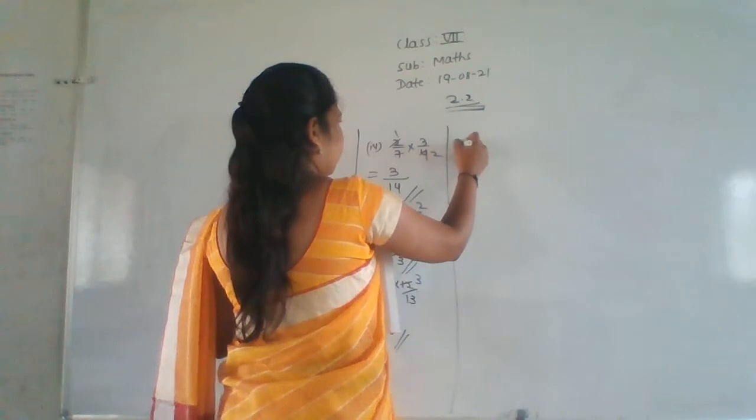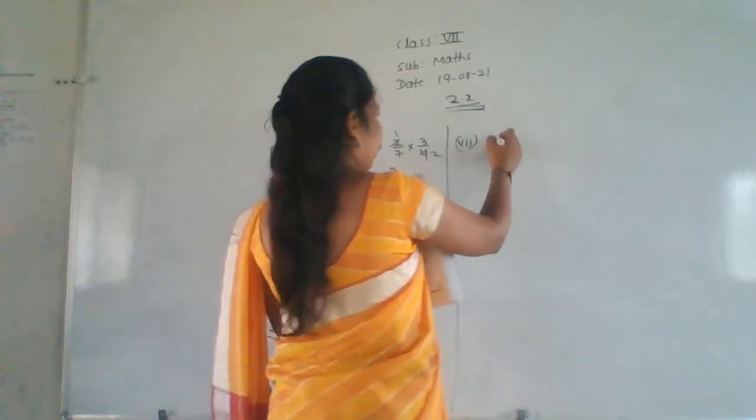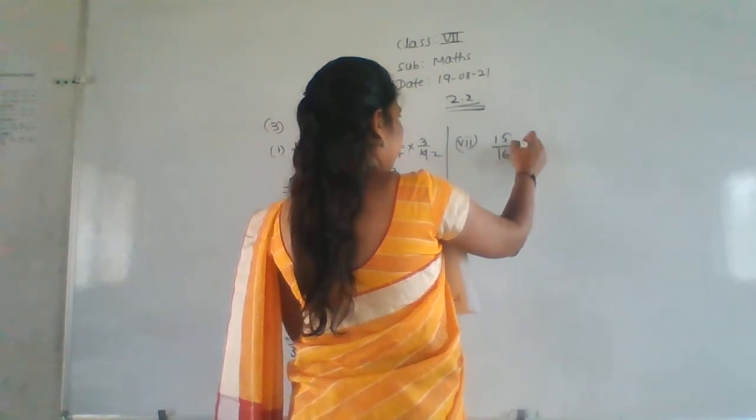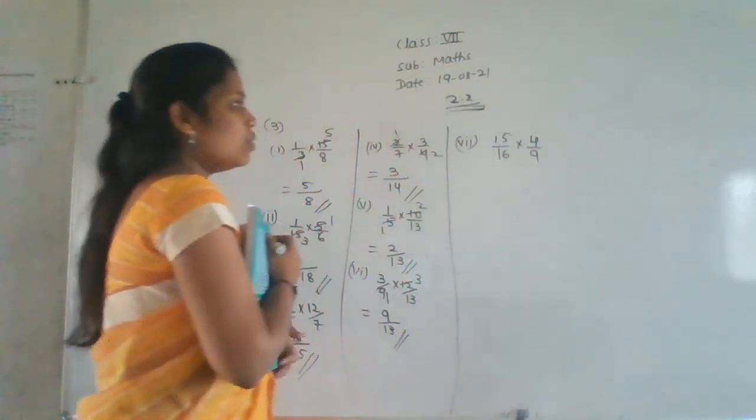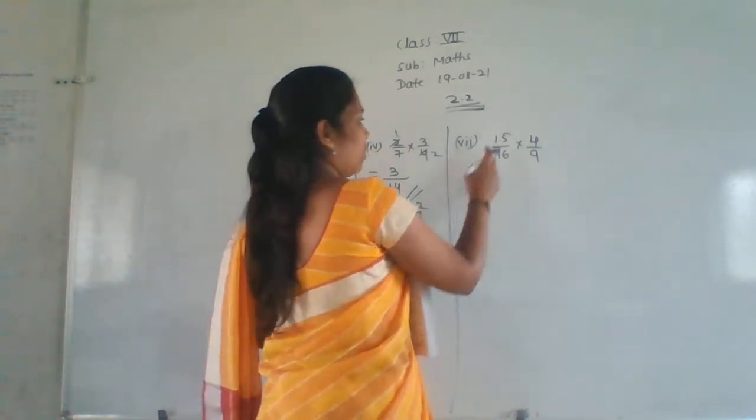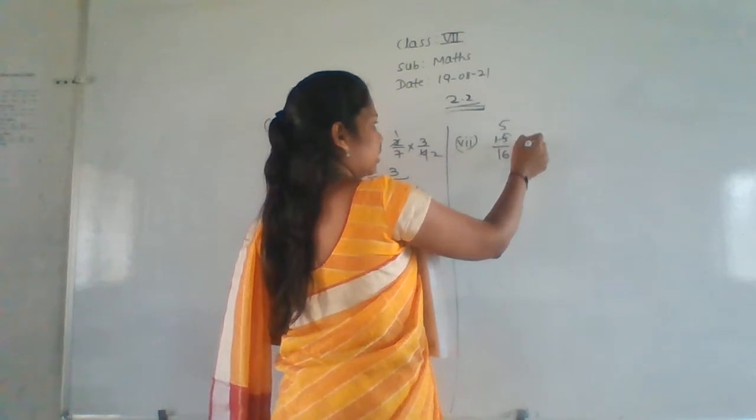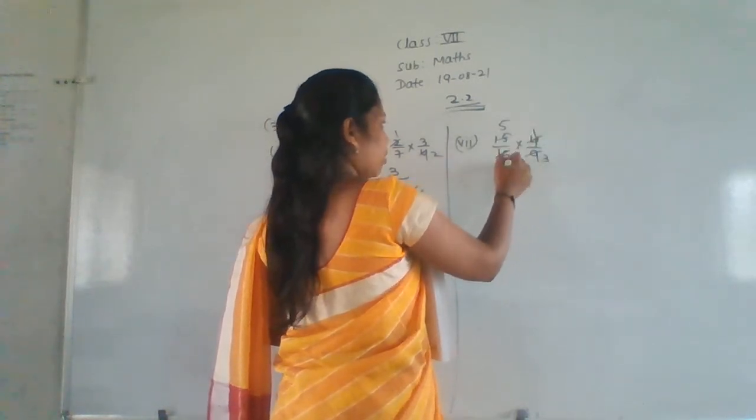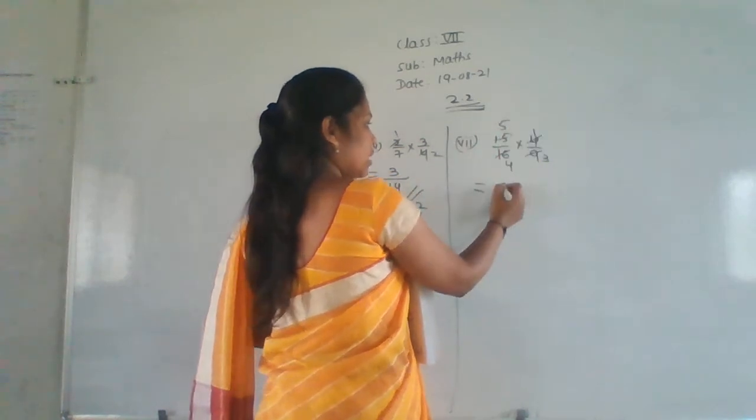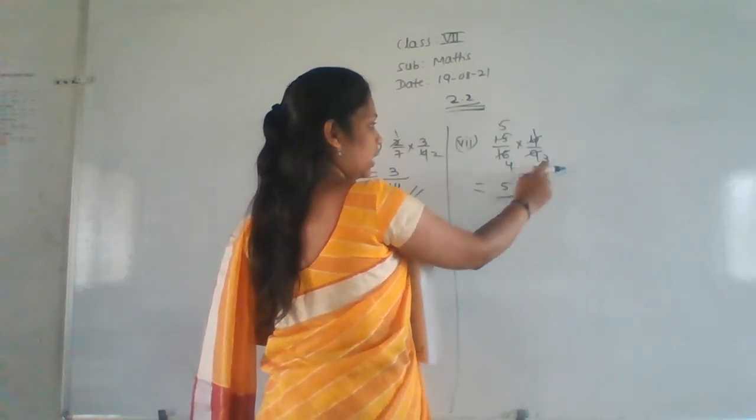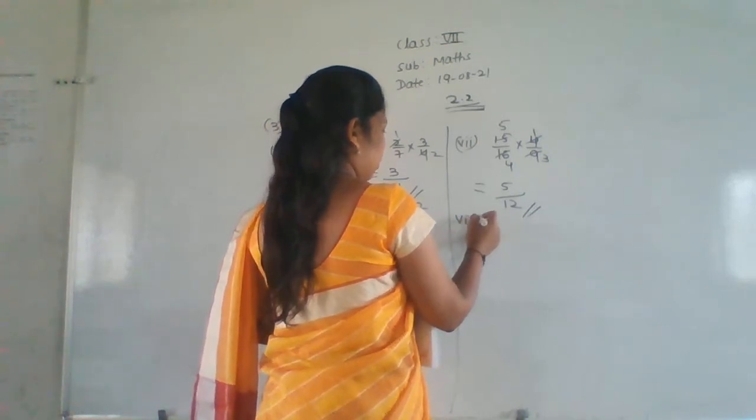Next, seventh one. 15 by 16 into 4 by 9. Okay. So now simplify it. Here 3 threes are 9, 3 fives are 15, right? Here 4 ones are 4, 4 fours are 16. We can cancel. Now 5 into 1 is 5. 4 into 3, that is 12. 5 by 12 is the answer.